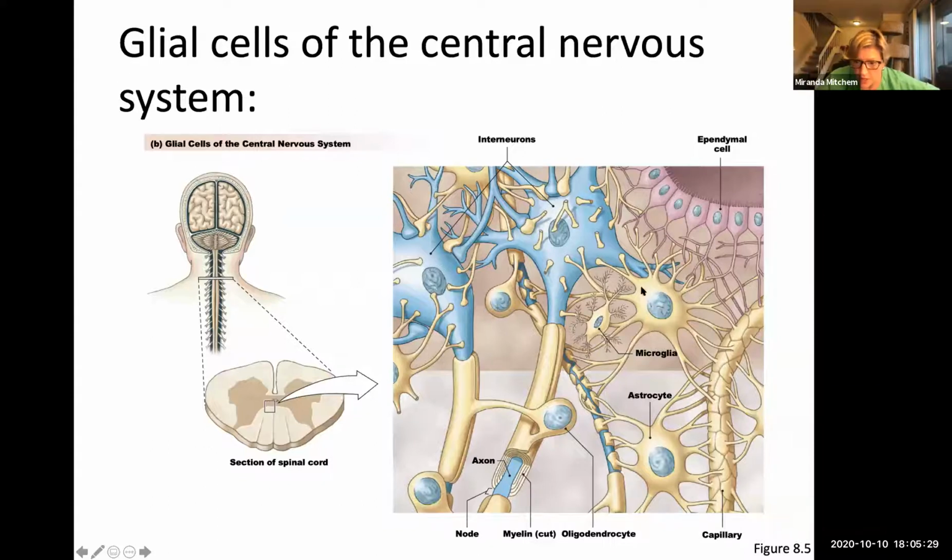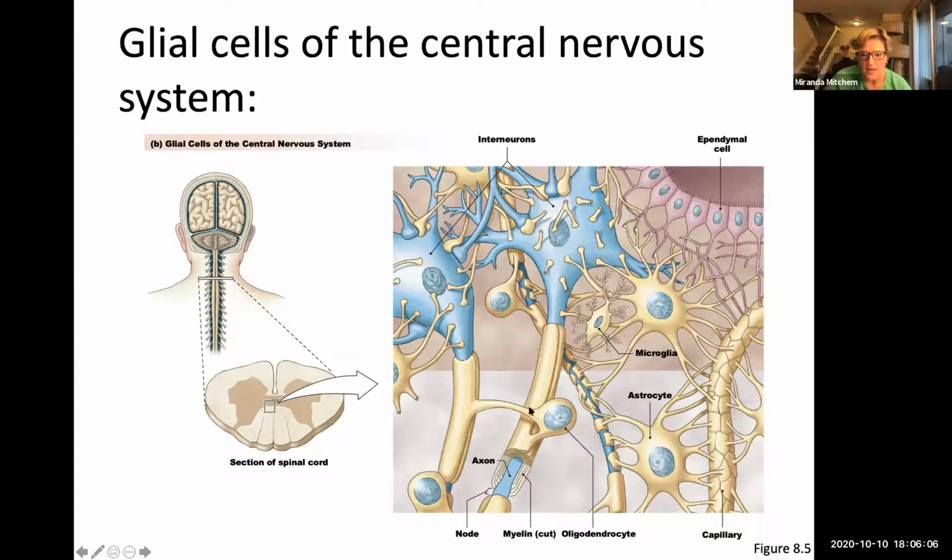We just went through that. We've got what are called interneurons, these blue cells. We haven't talked about those yet, but these are really important cells in connecting the cells of the nervous system. You can see the long axon here, and the cutaway shows the layers of myelin. So these are actually oligodendrocytes that are wrapping around the axon, creating that myelin sheath.